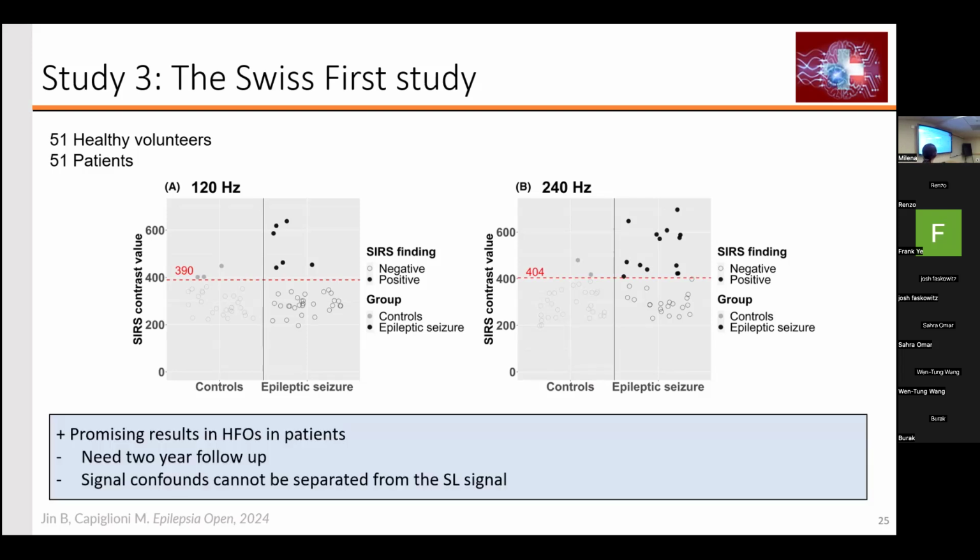So the thing is, again, we have a finding in the epilepsy, but we don't know if this is, for example, just that the Bohr effect is stronger in these patients and this is encoded into the spin lock. We need a 2-year follow-up. And for me, the most important is that we are not able, with this sequence, to separate it from any other compounds.